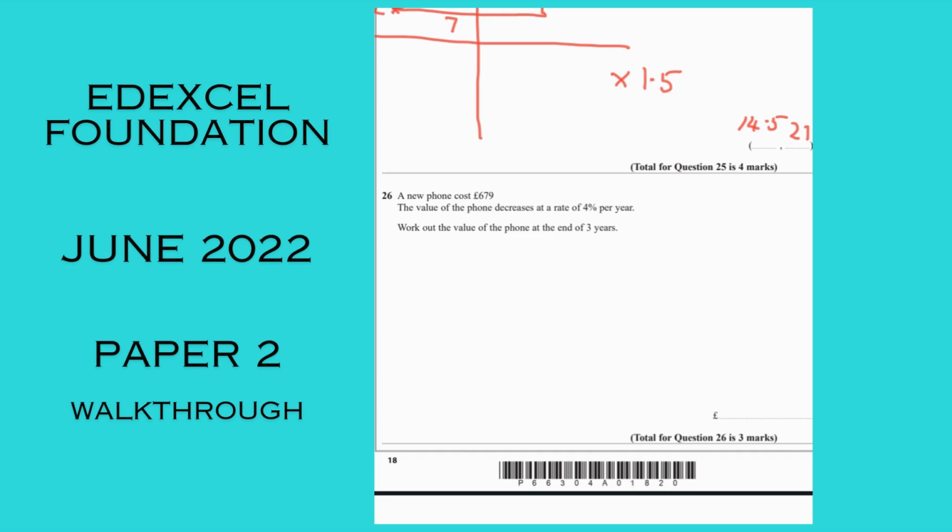Number 26. It's pretty standard calculator fare. If you're decreasing at a rate of 4%, take 4 pence away from a pound to be your multiplier and raise it to the power of the number of, in this case, years. We're getting 600.735 and so on. It's a money question, so nearest pence, 600.74.